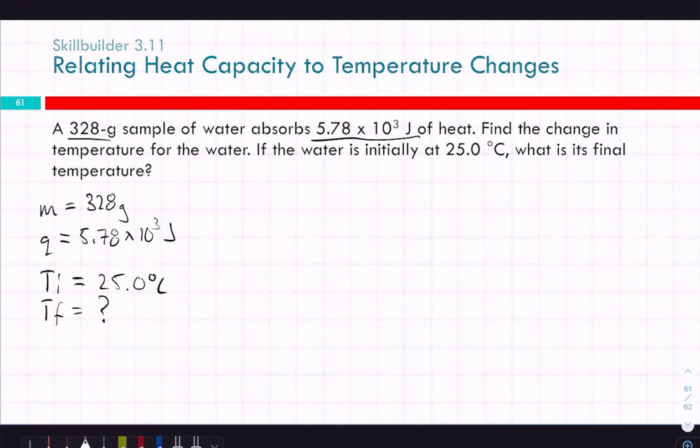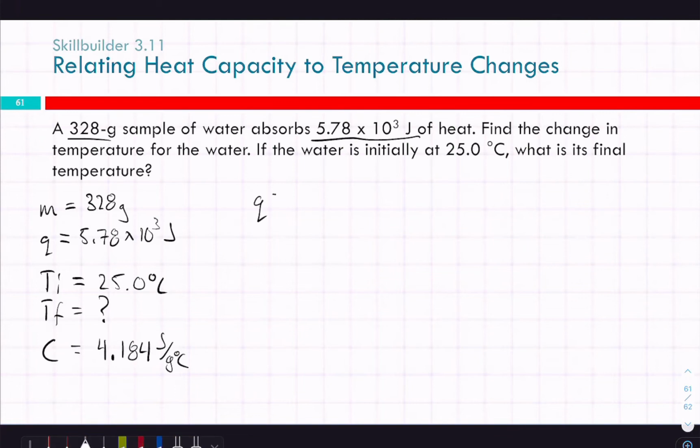What other piece of information do we need? Yeah, specific heat of water, right? So we need the specific heat of the compound that we're interested in. So that's going to be C. And that one I do have memorized, 4.184. That's still joules per gram degree C.